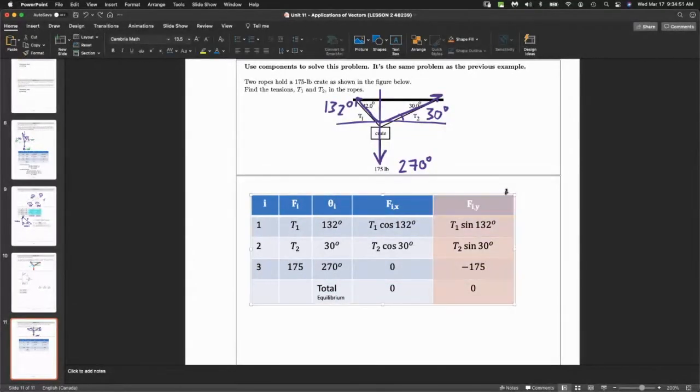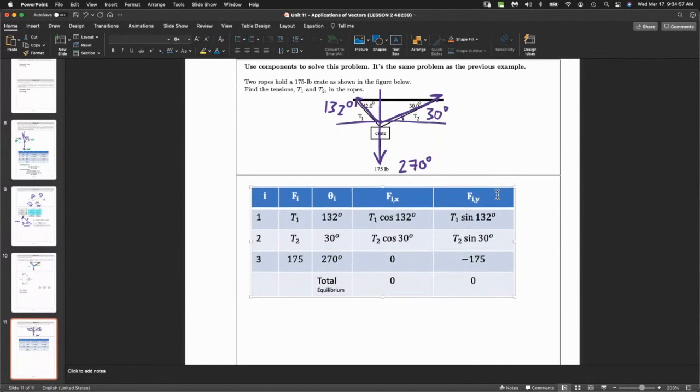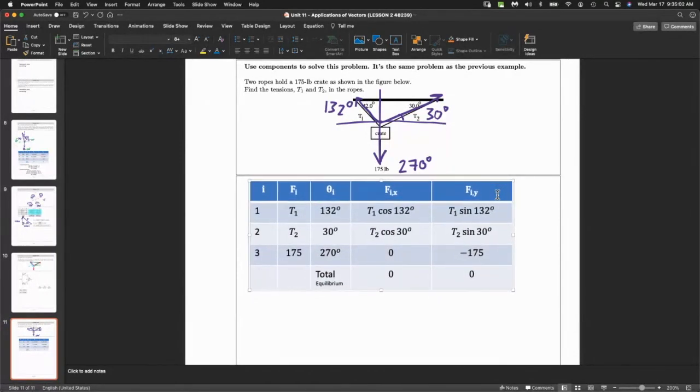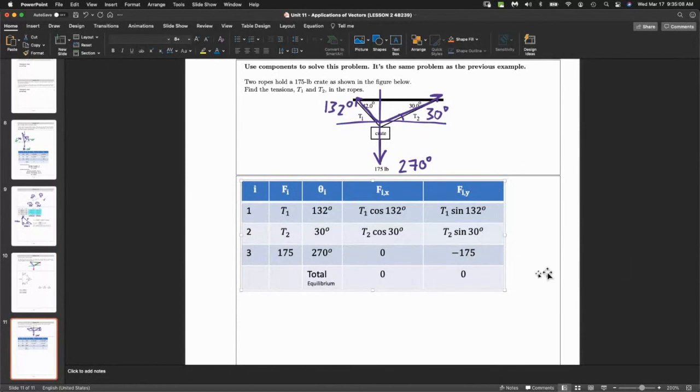This question is in equilibrium. That's why the totals are 0. We don't actually care about solving for a total. We care about setting up a system of equations from which we can solve for T1 and T2. I think we have everything in order here that we can do that.